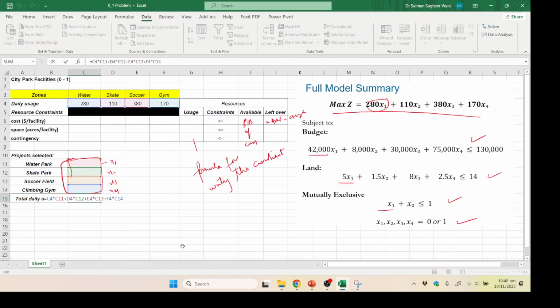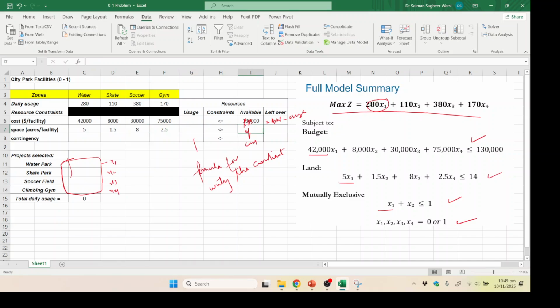So what we have done, we have written the formula here. Now let's write the constraints. The first constraint is about the budget. It says 42,000 for the water park, 8,000 for the skate, then 30,000, and then 75,000. This is the right hand side of these constraints. The right hand side here is 130,000. Now the other constraint is for the land: 5, 1.5, 8, and 2.5.